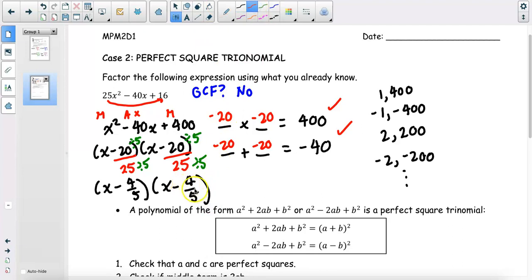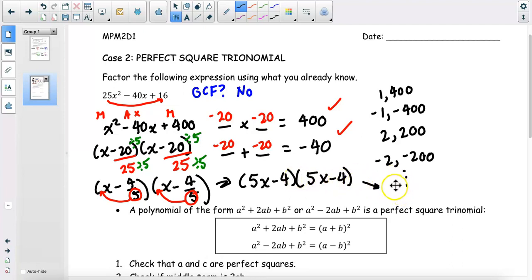Since this is all that we can simplify this fraction here, we're going to take this 5 and move this to the front of the x. We're going to take this 5 and move it up here. I've run out of room, so you're going to get 5x minus 4, 5x minus 4, and because you have that same bracket twice, we're going to write this as 5x minus 4 squared.